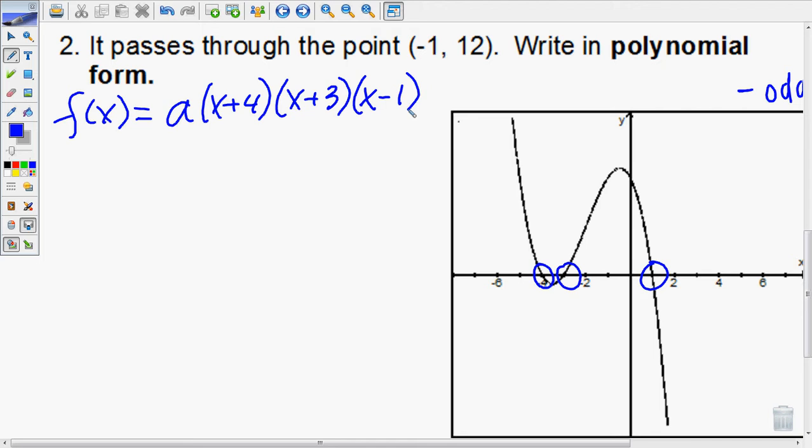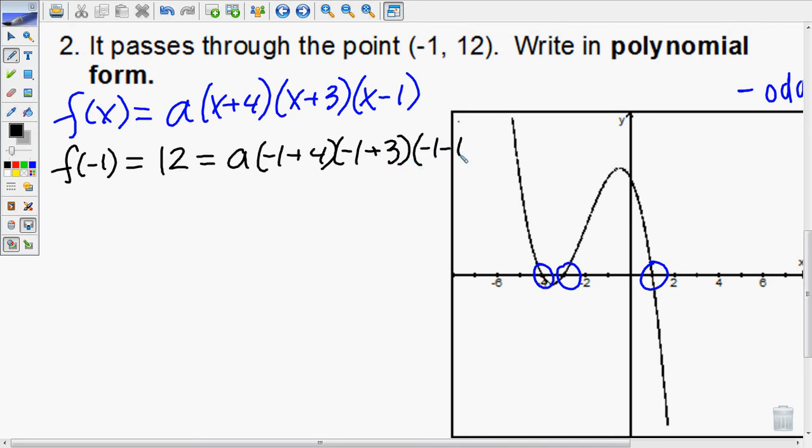Okay. So I have those. And what's my unique point that's going to help me find a? -1 and 12. So if I plug in -1, I should get 12 as my solution, right? So wherever there is an x, it becomes a -1. Did you multiply the 4 and the 3 together to get the 12? No, it gave it to us. It says here's your x, here's your y. All right, find my a. Find the a.